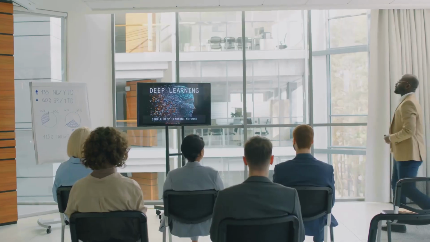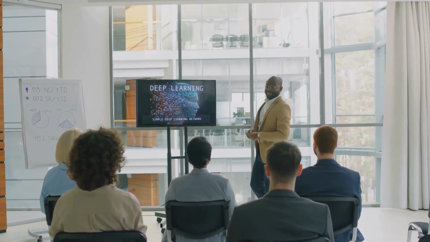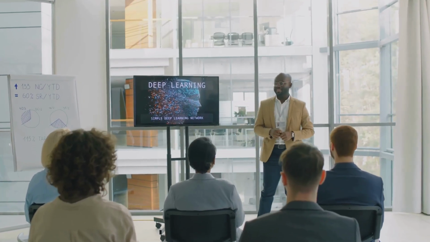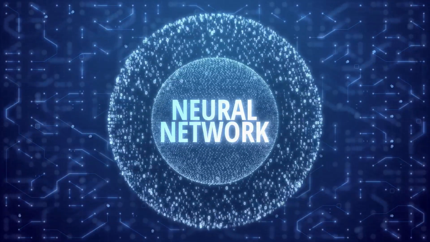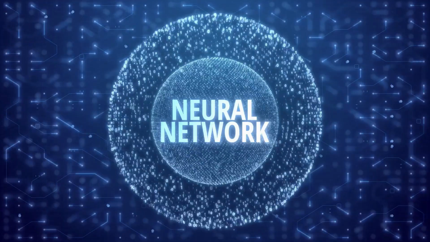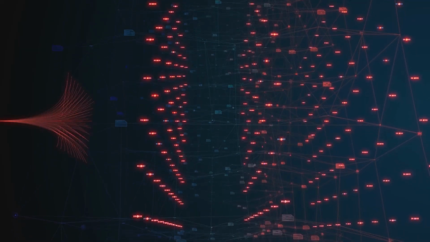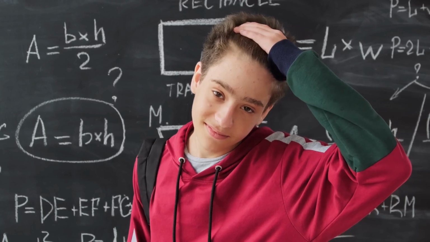Each of these artificial neurons receives information, processes it, and then passes it on to other nodes. You could picture it like a team of people passing messages to each other. Each person receives a message, adds their own thoughts, and then passes it on.